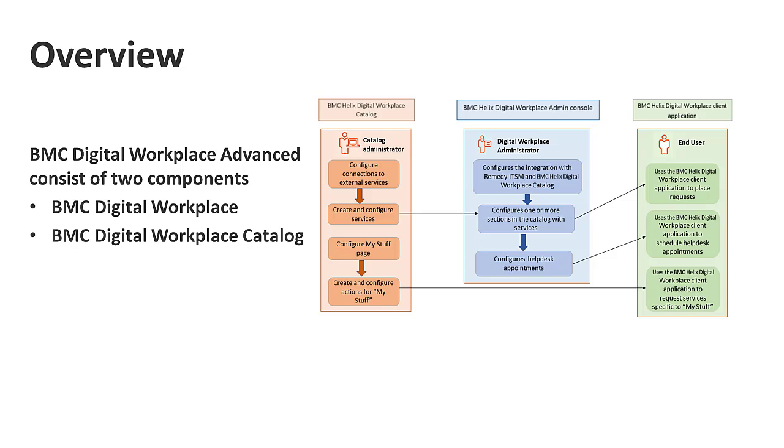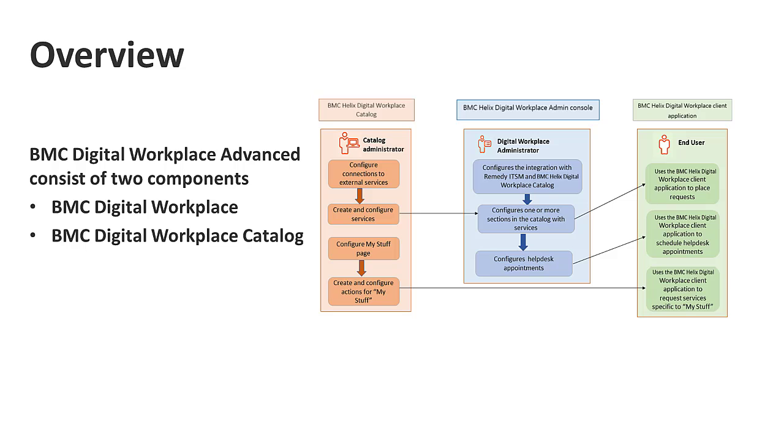Let's look at the diagram. As you can see on the right, we have the BMC Digital Workplace client-side application, also known as Universal Client, which can be accessed through a browser or a mobile client such as iPad, iPhone, or Android devices. This is the end user interface. With it, the end user can raise self-service requests created from the enhanced catalog. They can also schedule a help desk appointment, and request items pertaining to My Stuff, for example, day 2 actions.